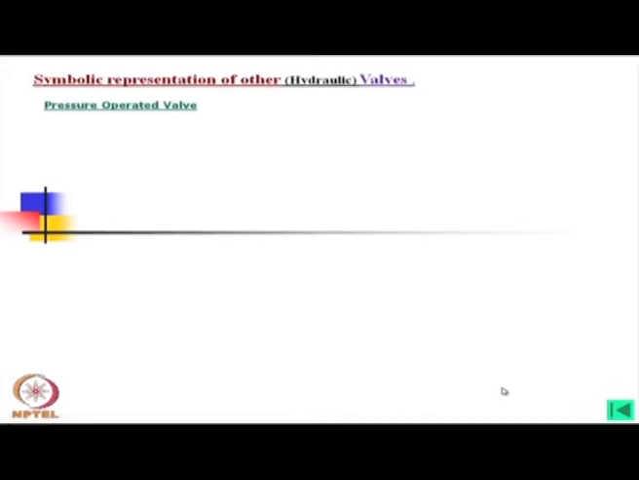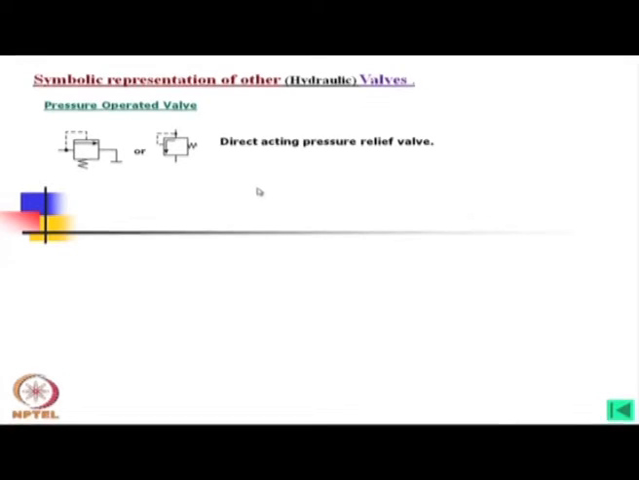Now, symbolic representation of other valves. So, let us consider the most important, the pressure operated valve. Now, if we look into this symbol or this symbol, then this is a direct acting pressure relief valve. What is it? Let us study this one.